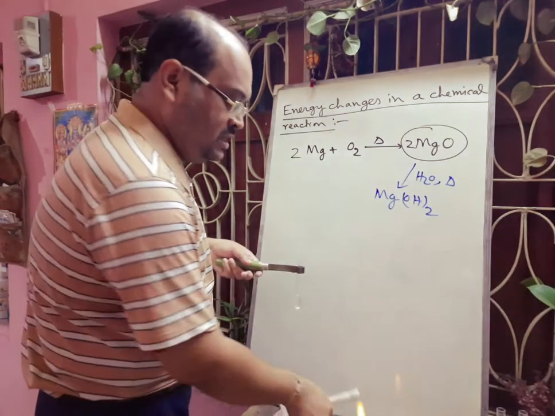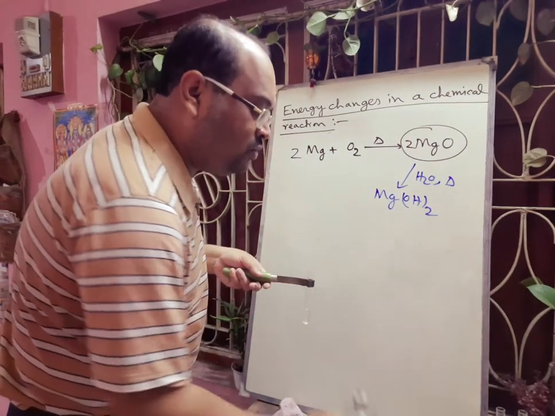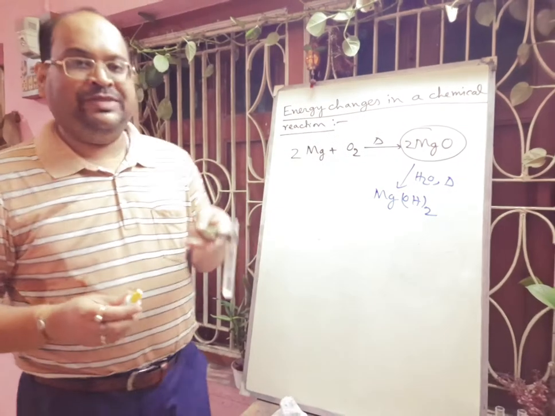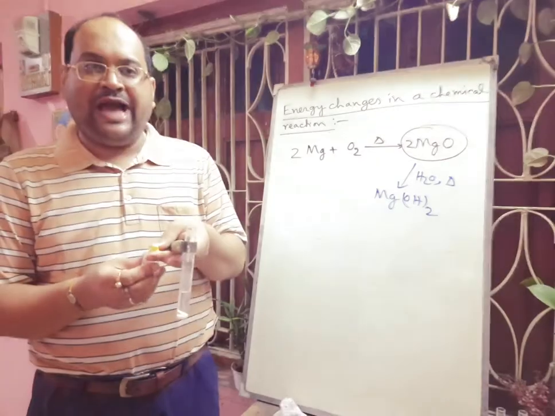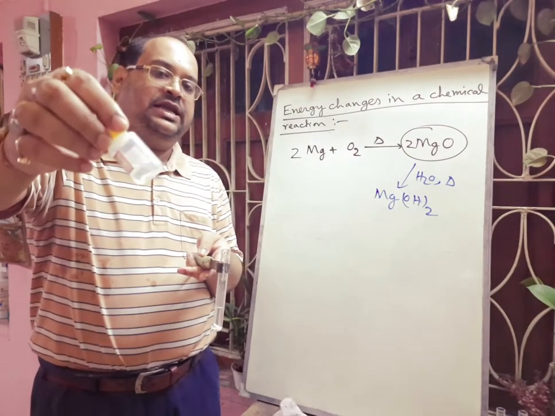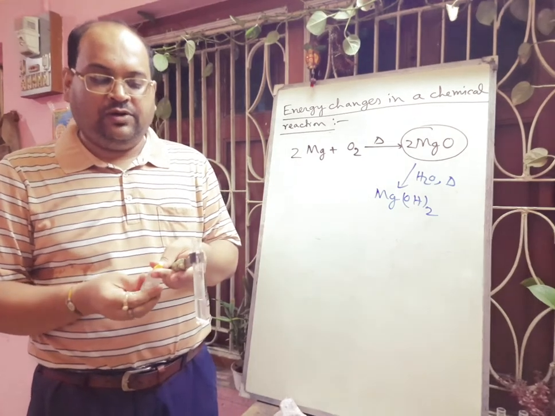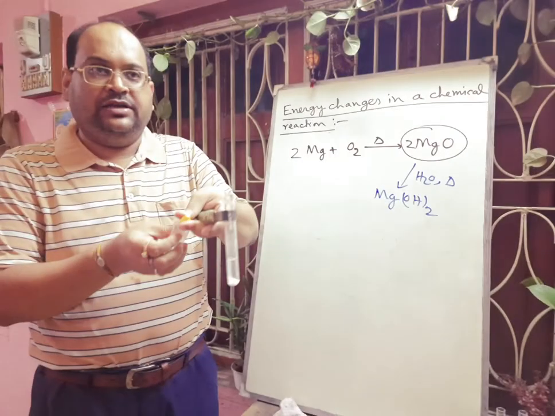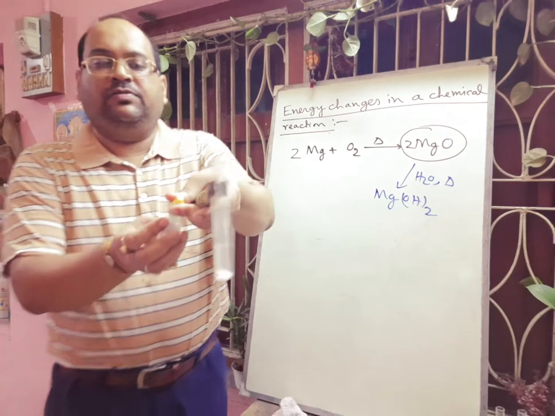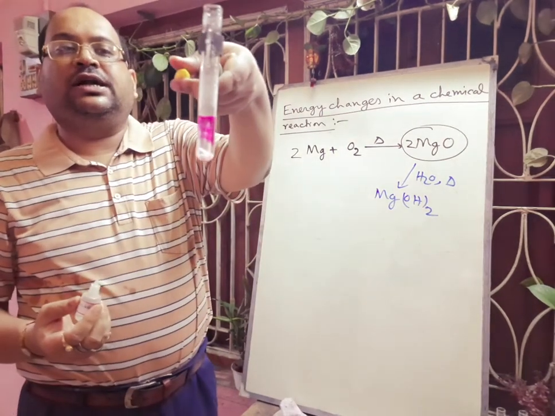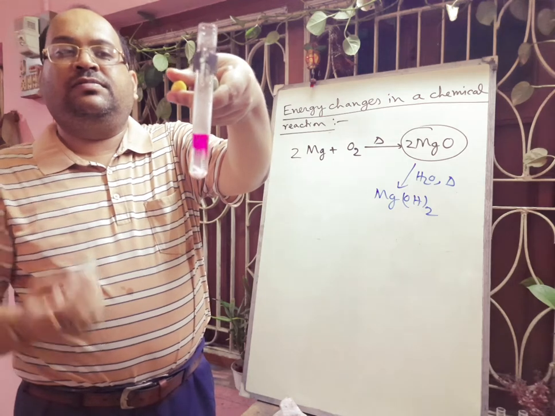Okay, now how to understand? This is an alkaline solution. If we add some phenolphthalein indicator from this bottle, it is colorless, and if we add 1-2 drops of phenolphthalein in this solution, you see what color it is coming. So it is what color? Pink color is coming.